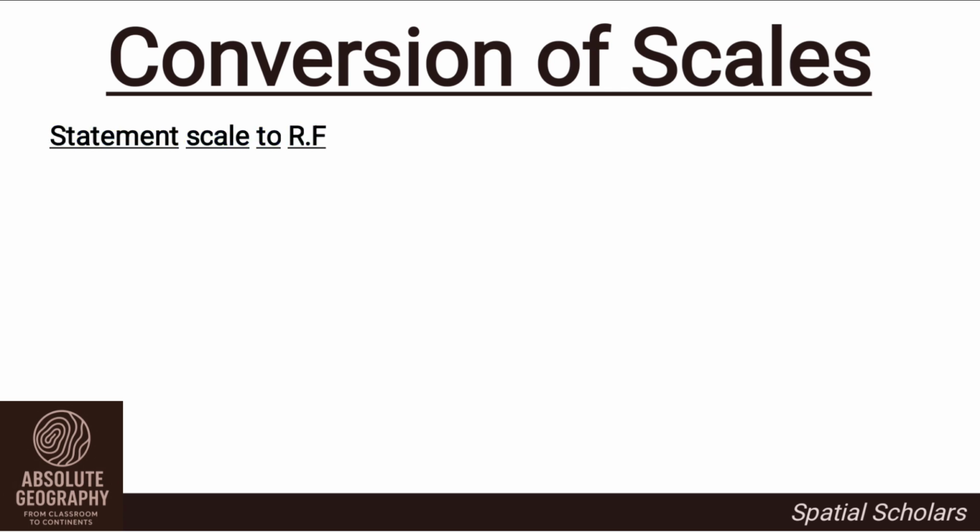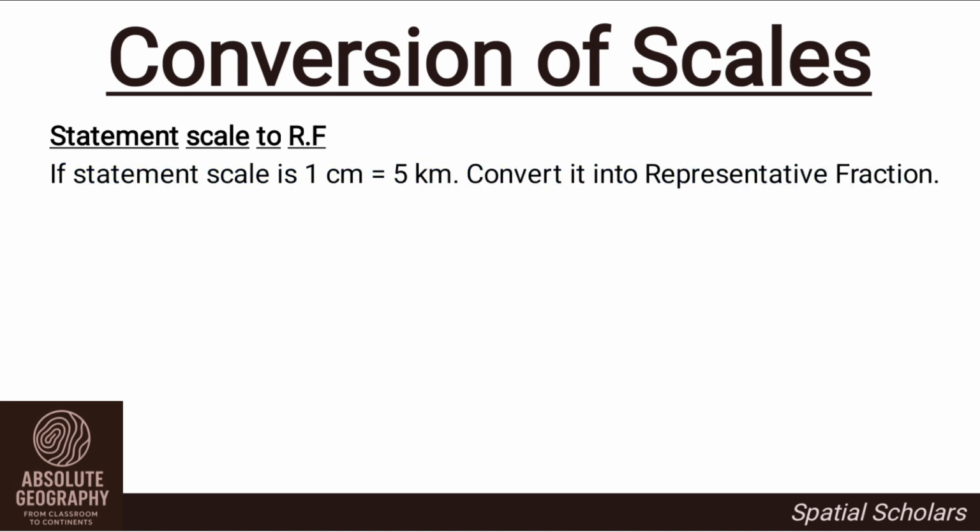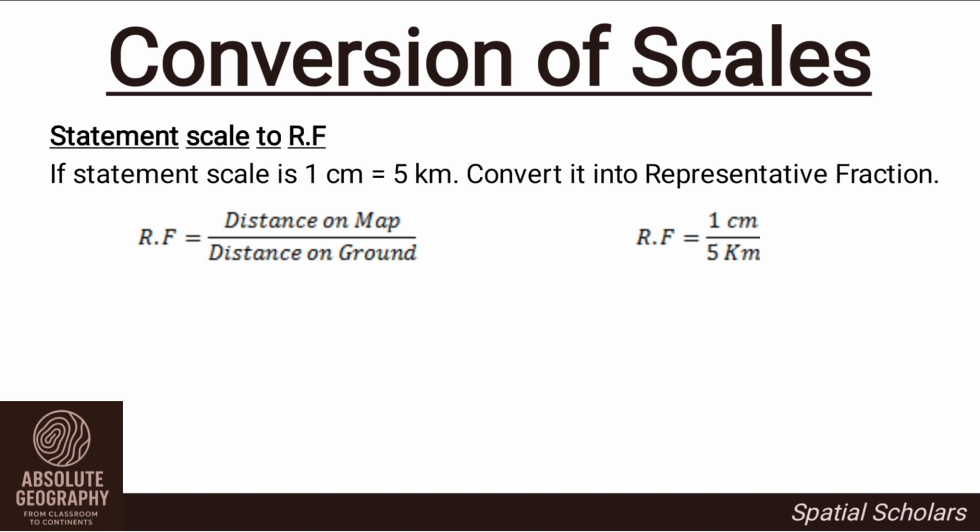First one, statement scale to representative fraction. In short, we write RF, but the full form is very important for your 1-mark questions. Back to conversion. Suppose the statement scale is 1 centimeter is equals to 5 kilometer. To convert this into RF, we use the simple formula representative fraction, that is RF, is equals to distance on map divided by distance on the ground. So RF is equals to 1 centimeter divided by 5 kilometer.